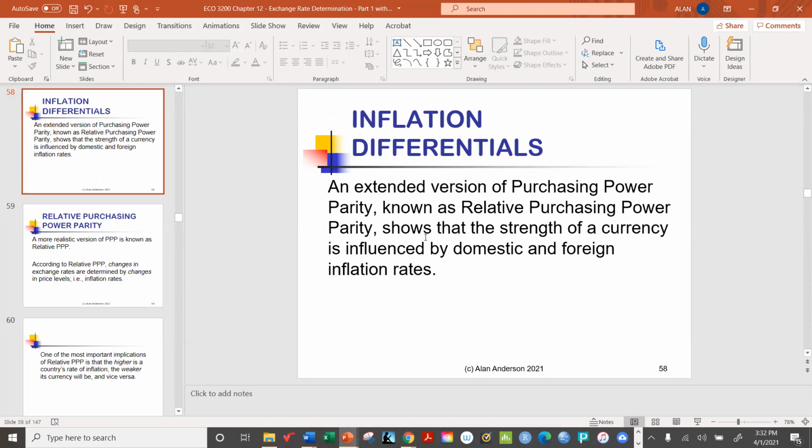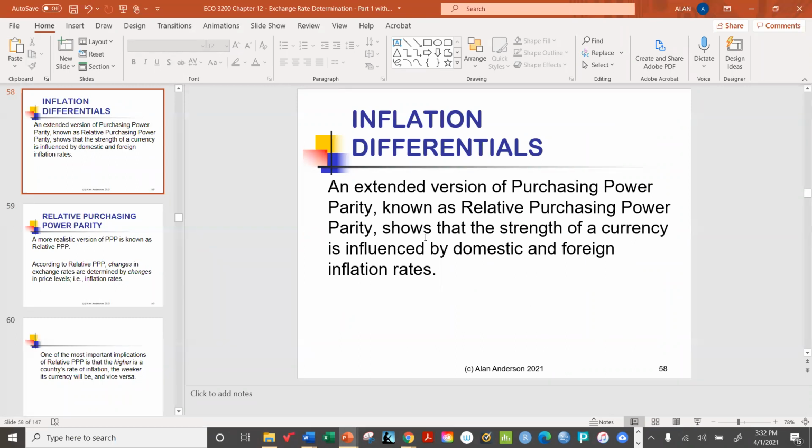All right, I guess we're all done. So anyways, I started to say before, we do have this slightly different version of PPP, which seems to work a lot better. It's called relative purchasing power parity.